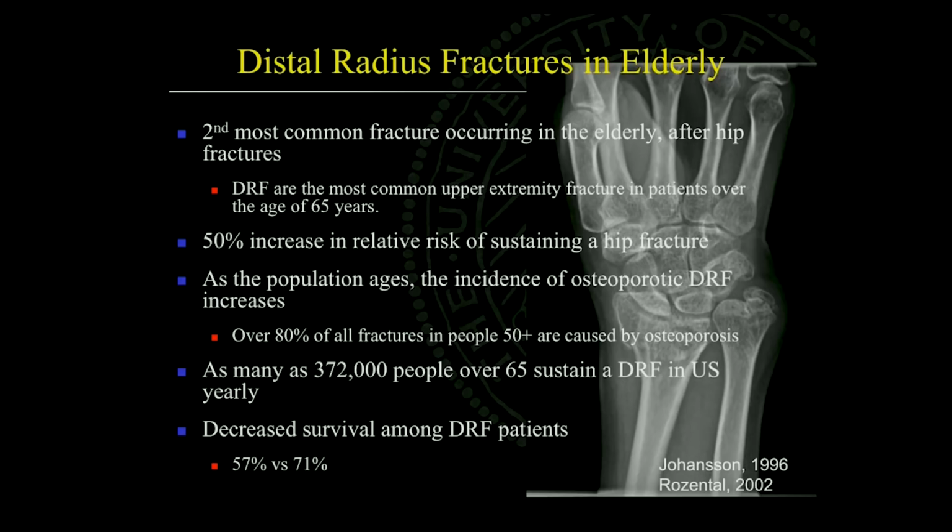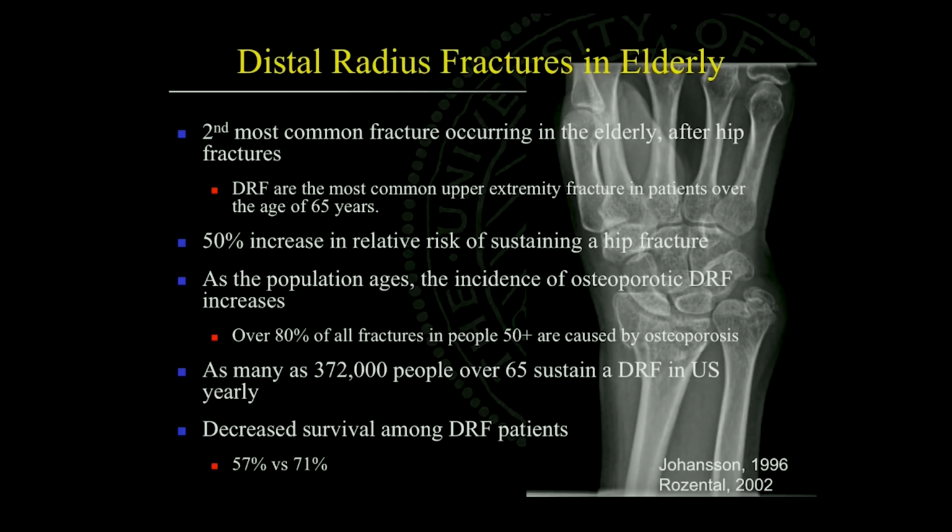So what we wanted to focus on today was the distal radius in the elderly population. Distal radius fractures are actually the second most common fracture occurring in the elderly, right behind hip fractures. They're the most common in the upper extremity in patients over the age of 65. So this is a fracture that you tend to see most often in elderly patients when they come in complaining of arm or wrist pain.